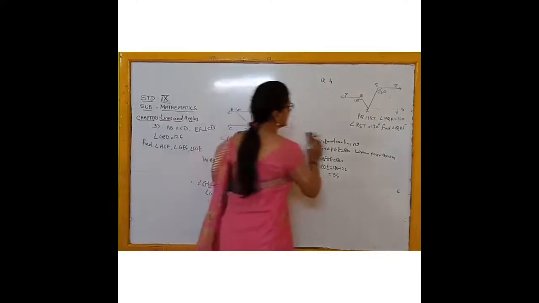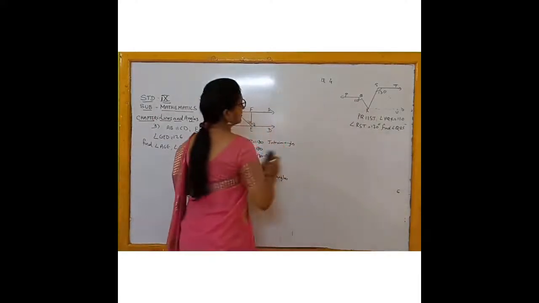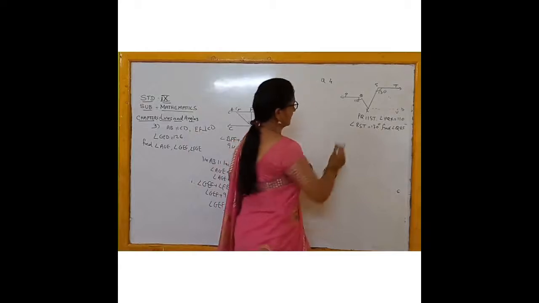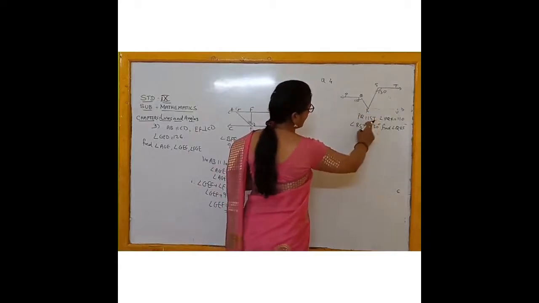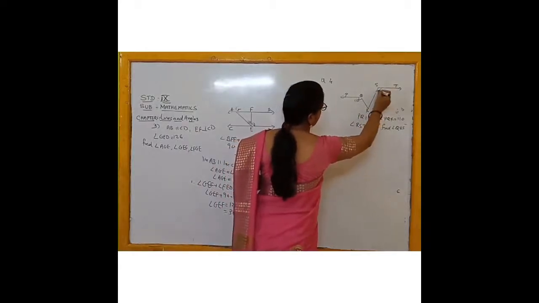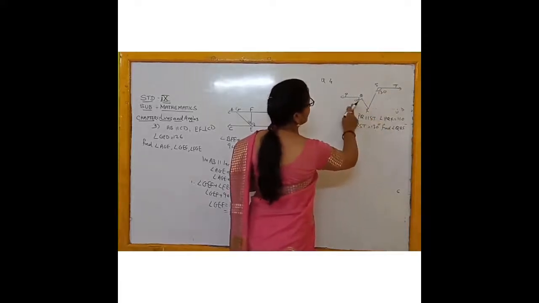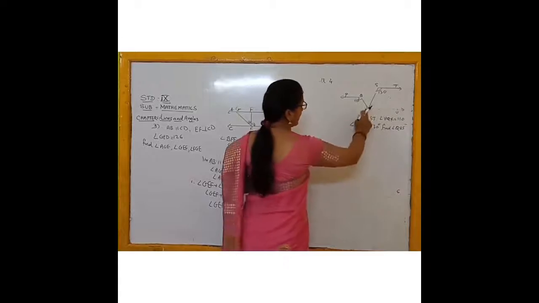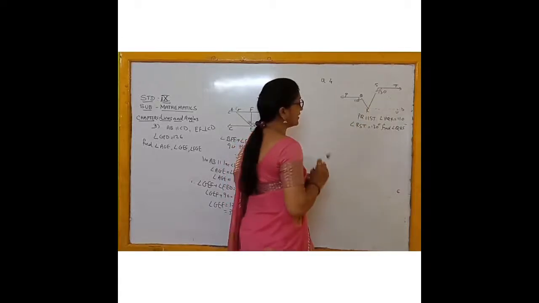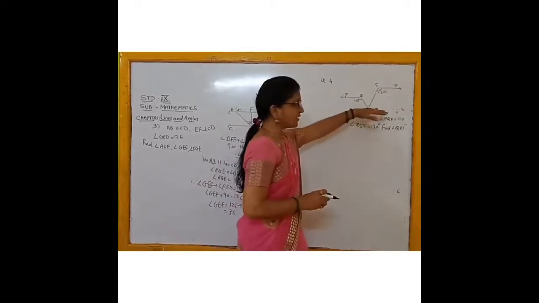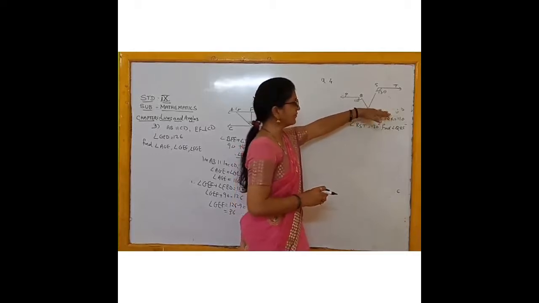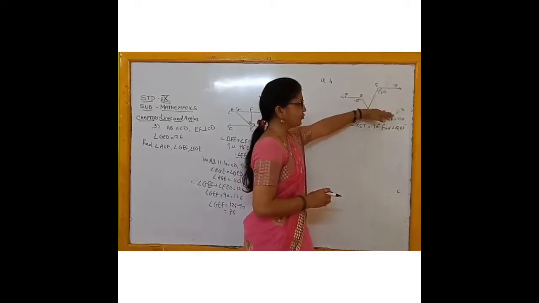Now exercise 6.2, question number 4. What is given here? PQ is parallel to ST. Measure of angle PQR is 110. Measure of angle RST is 130. And a hint is given: draw a line through R parallel to ST.